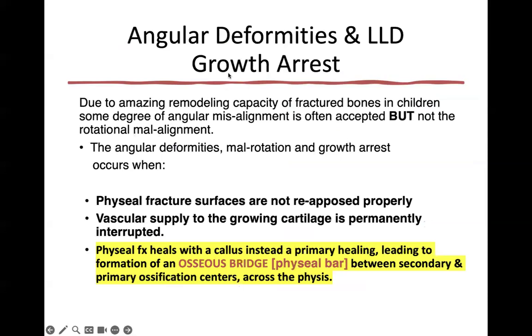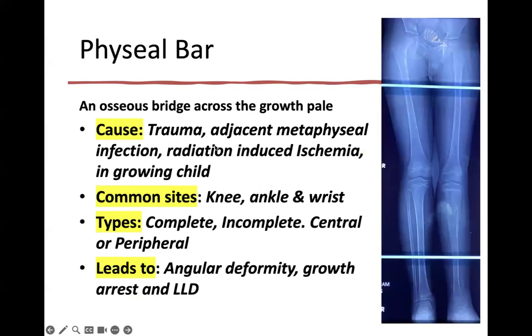Growth arrest because of fractures may lead to angular deformities and limb length discrepancies. The angular deformities, malrotation, and growth arrest occur when the physeal fracture surfaces are not reopposed properly, or the vascular supply is permanently damaged, maybe because of a type 6 fracture or radiation injuries, and the physeal fracture heals with callus instead of primary healing, leading to formation of an osseous bridge that we call a Physeal bar between the secondary and primary ossification center across the physis. I now concentrate on the Physeal bar. The remaining growth disturbances and deformity correction will be taken by another speaker.